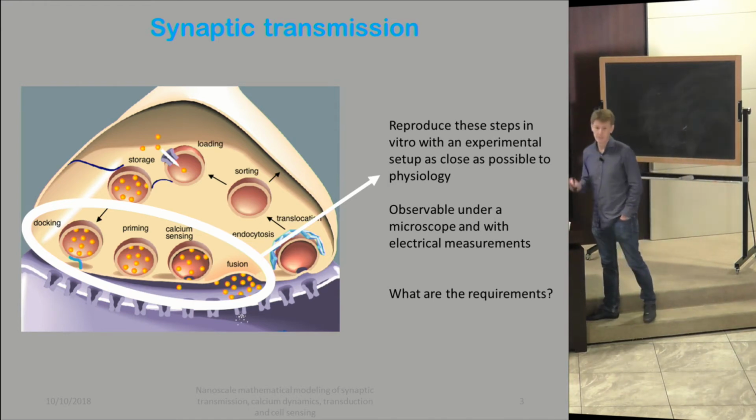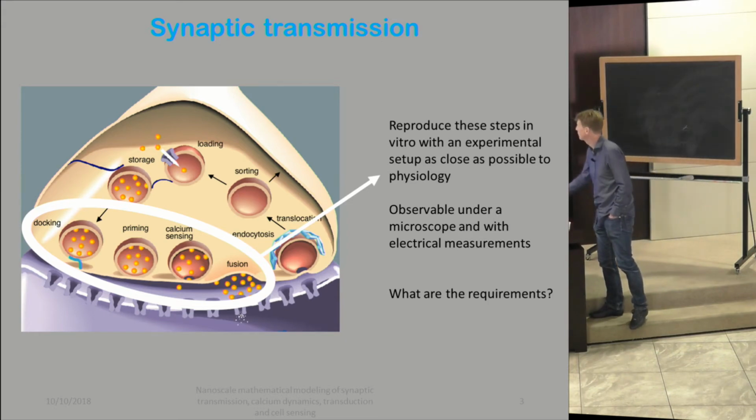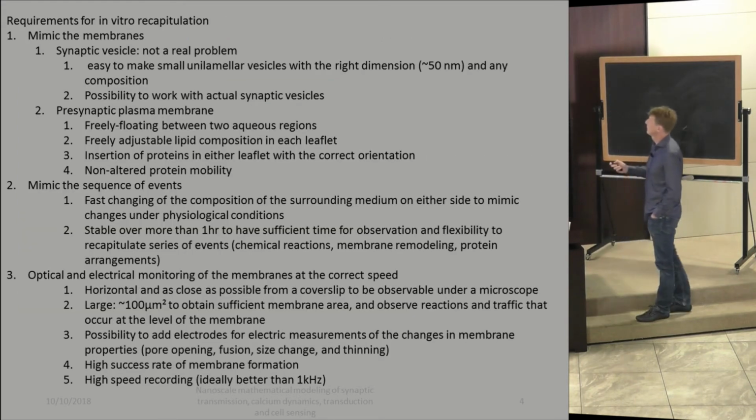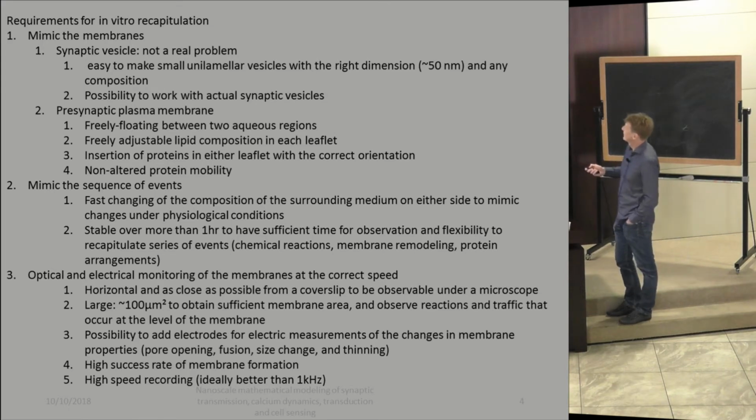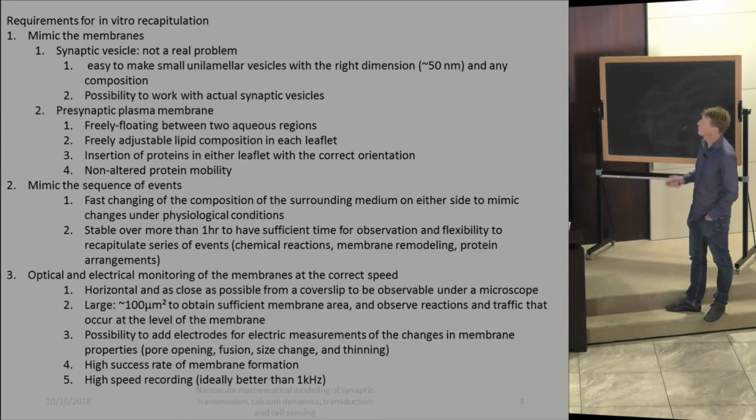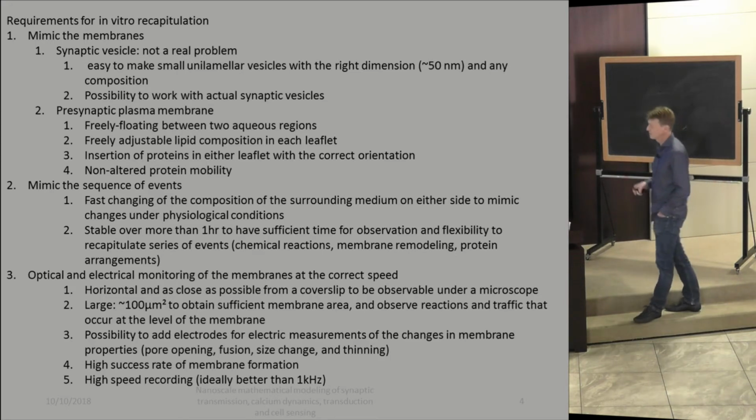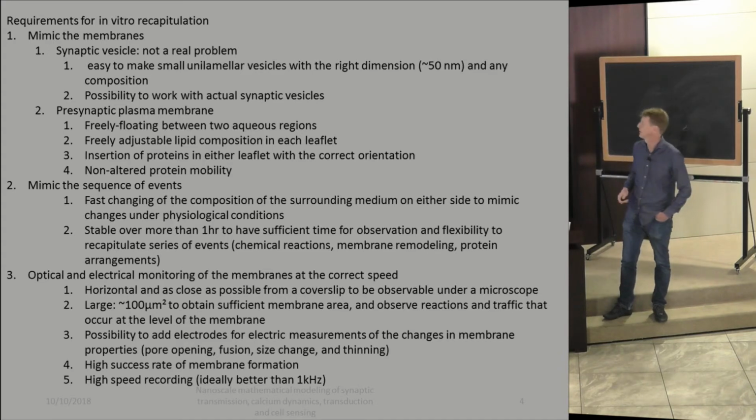So there are many requirements to achieve this level of observation. So I made a list. It's a little harsh, but there are several types of requirements. First, we want to mimic the membranes. There are two membranes. There's the synaptic vesicle and the presynaptic plasma membrane.